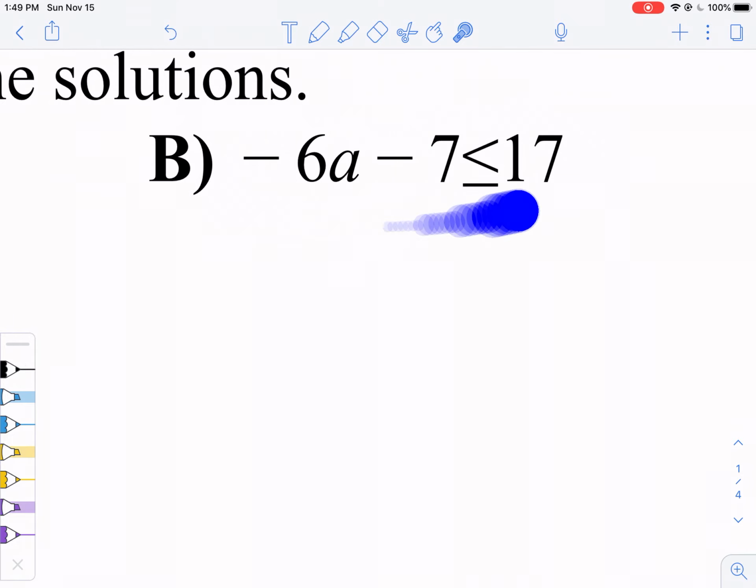Now let's check our next inequality. So here we have negative 6a minus 7 is less than or equal to 17. And our goal here is to get a all by itself.